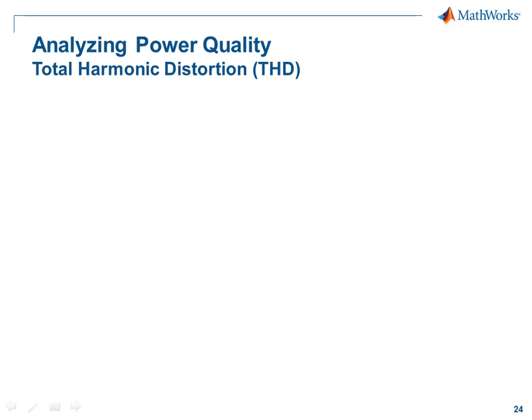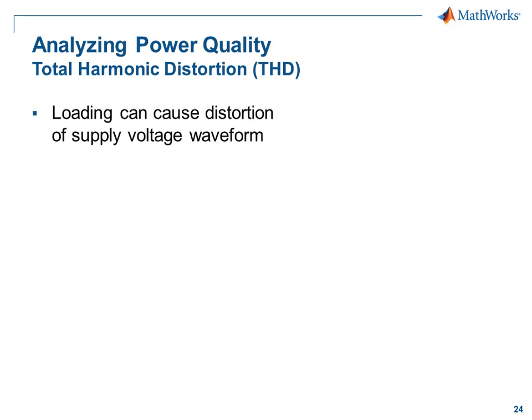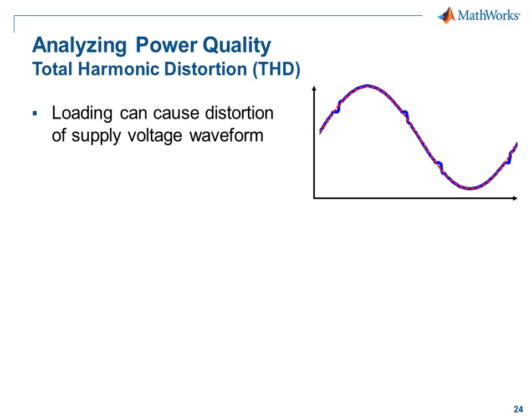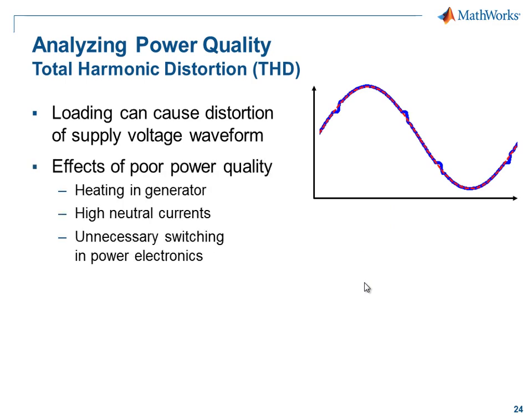One of the tasks we will perform with the detailed version of our model is to analyze power quality. As we load up our system, that can cause a distortion of the supply voltage waveform. So this is a perfect sine wave, and this is what the generator would produce if our loads never changed. However, as we increase the number of loads and the number of power electronics that are turning on and off, this supply voltage waveform can become distorted, where you can see these little bumps. These bumps in the supply voltage waveform can cause problems. It can cause higher heating in the generator as the power electronics turn on and off. It can create high neutral currents, and it can create unnecessary switching in power electronics as they aren't expecting to see these ripples in the voltage waveform.